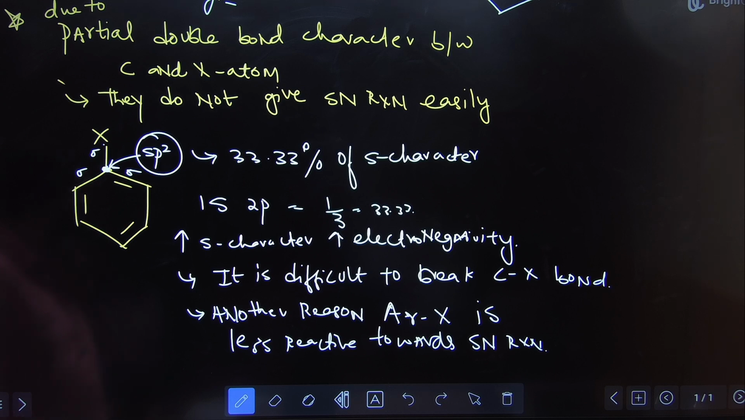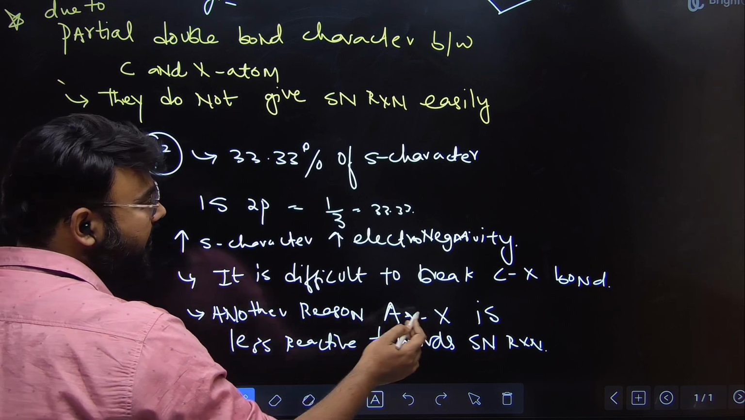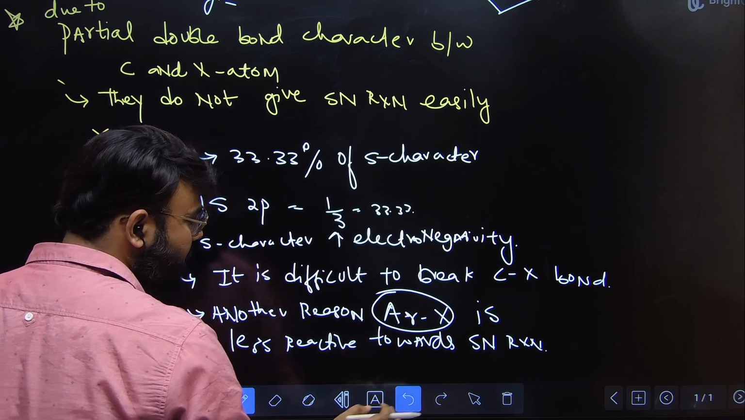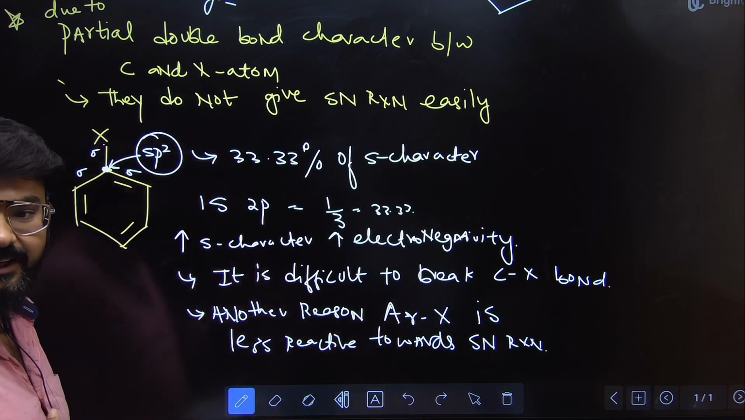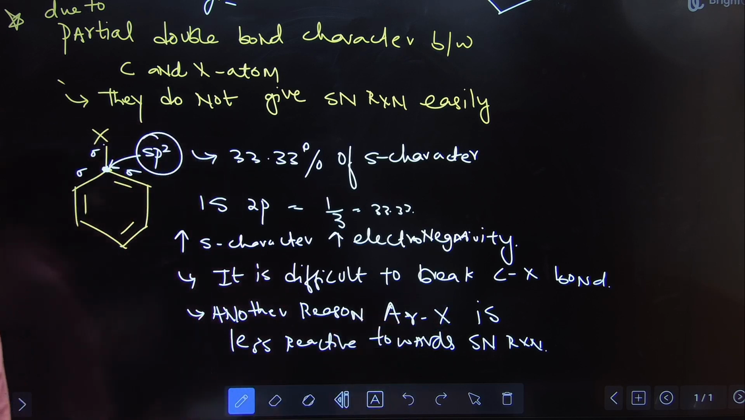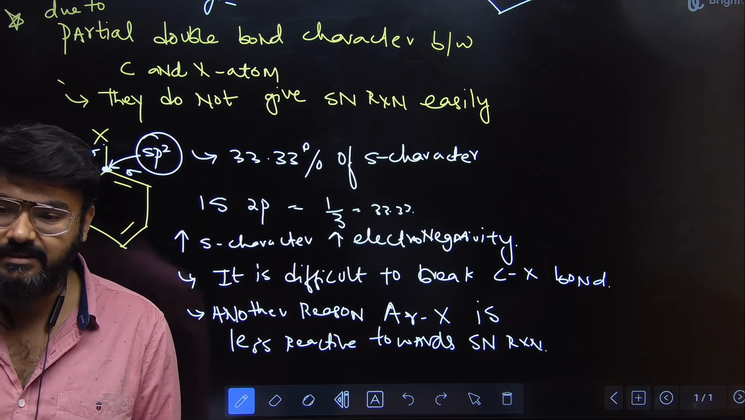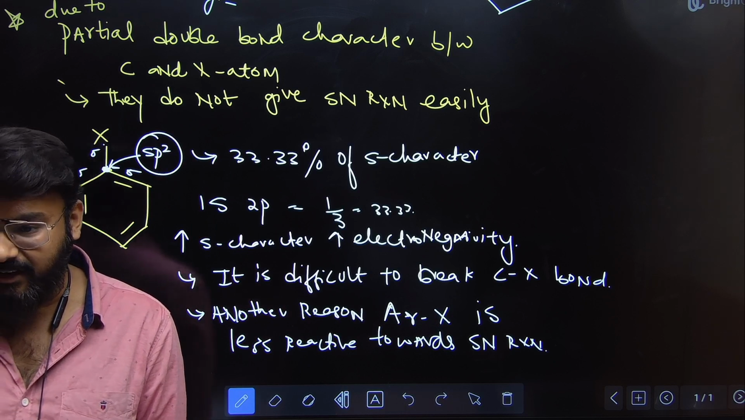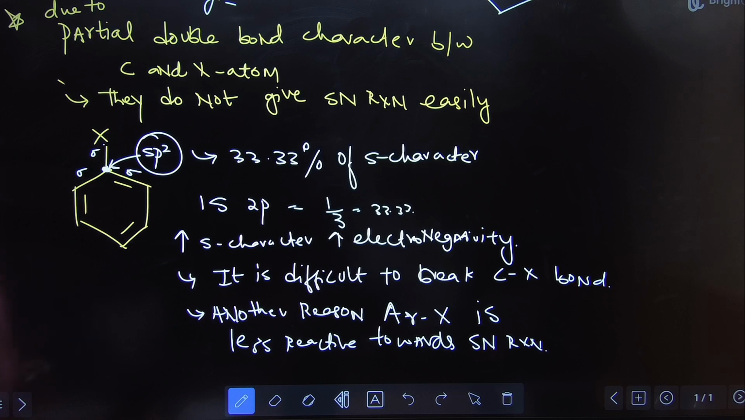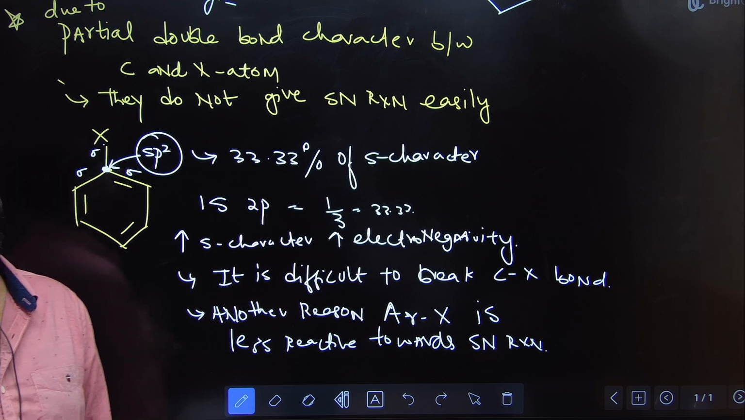ArX is haloarene. It's the way you write it: ArX means it's a haloarene, and Ar is an aromatic ring.